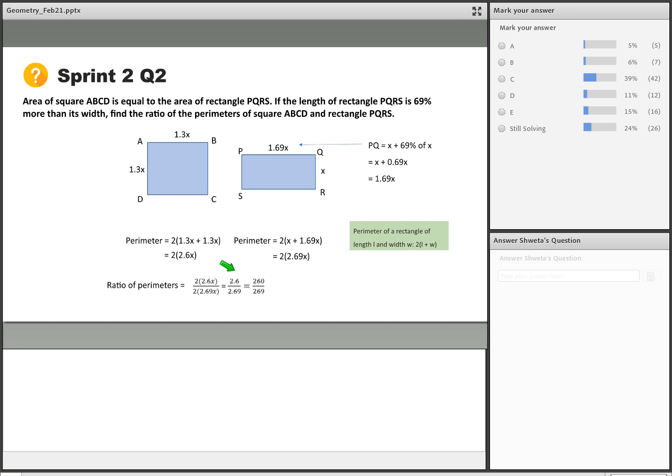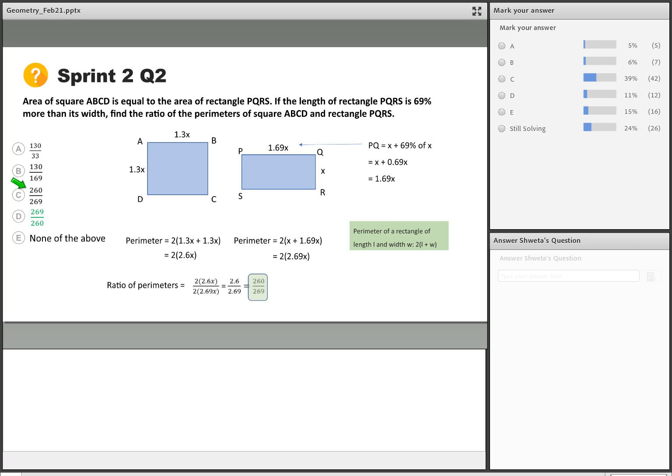Now, 2.6 is the same as 2.60. So then both of them have just 2 digits after the decimal. You remove the decimal and your answer is 260 over 269, which is, sorry, the wrong thing is highlighted. 260 over 269 is option C. And the accuracy percentage that we had for that, as you see, is 39%.